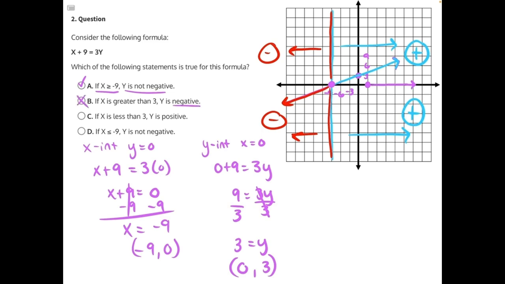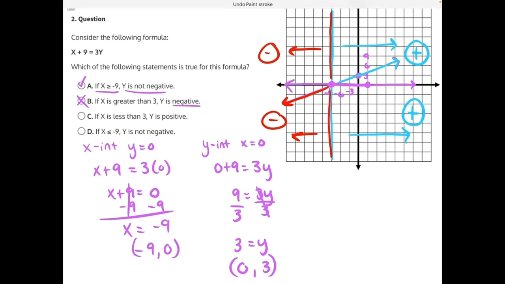C, if x is less than 3, y is positive. If we started back at 3, which is right here, and we went in the less than direction, or to the left, we would be in the positive realm until we pass this intercept, then we would be negative. So this answer would be correct if it said positive and negative, but it does not, so that means answer choice C is incorrect.